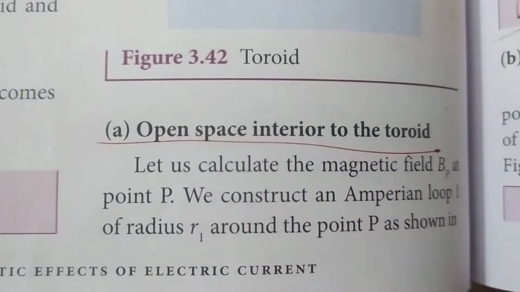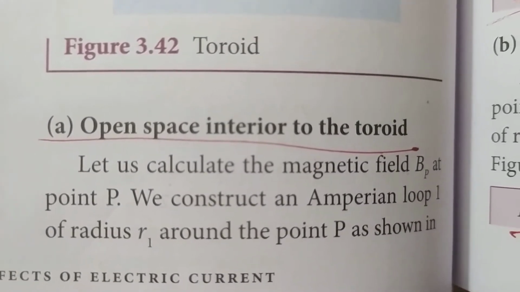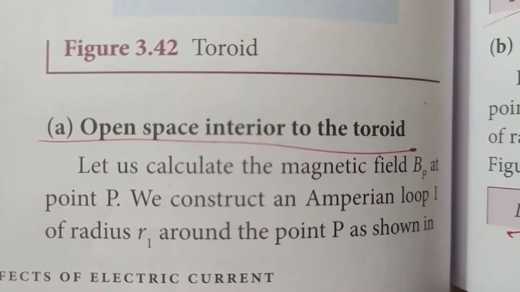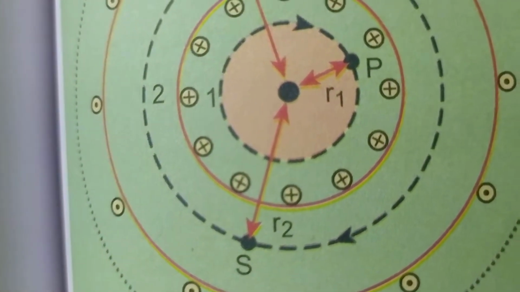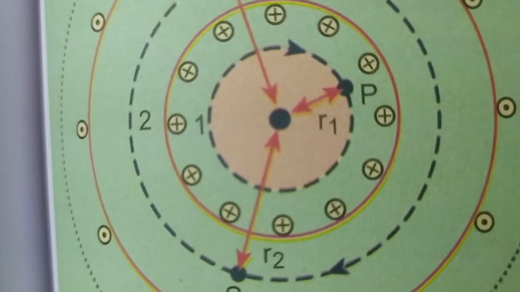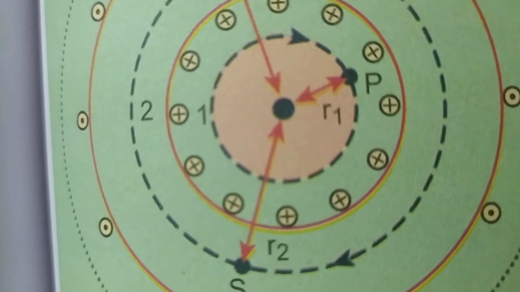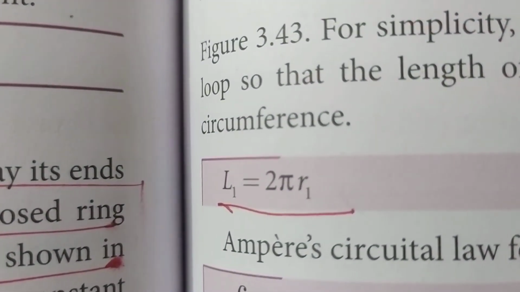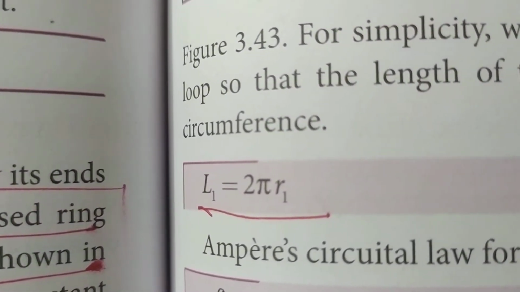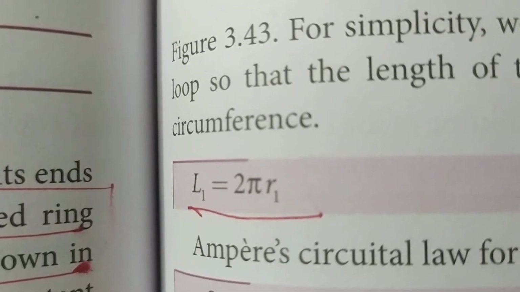First, for the open space interior to the toroid, we have to construct an Amperian loop of radius r1. Taking r1 as the radius, you draw an Amperian loop, which is nothing but an imaginary loop. For simplicity, you can take L1 equal to 2 pi r1, that is, the circumference of this circle.